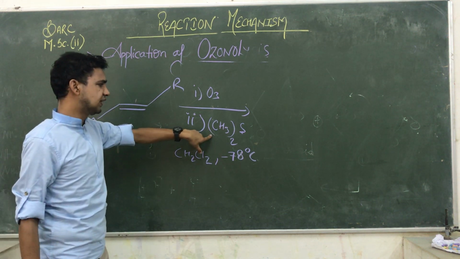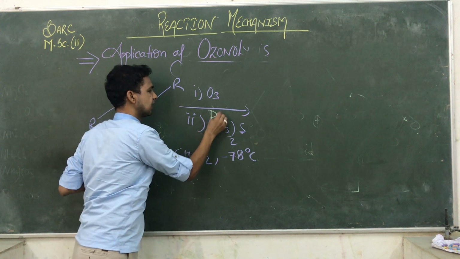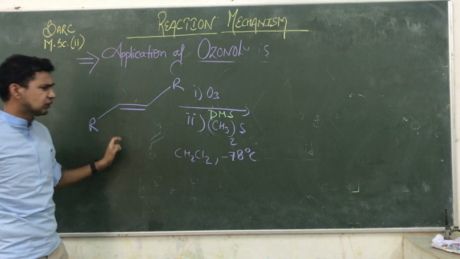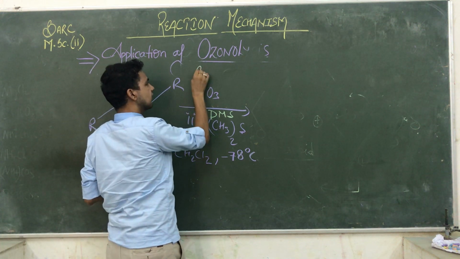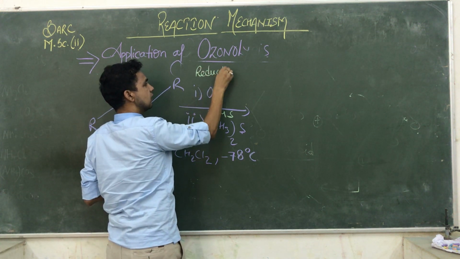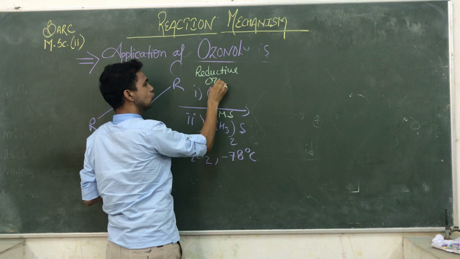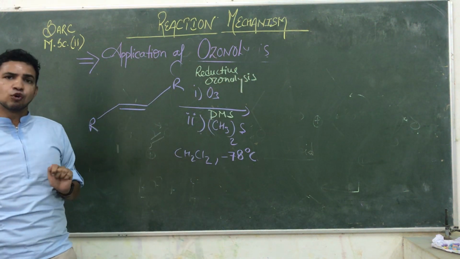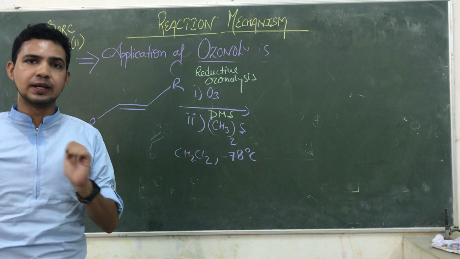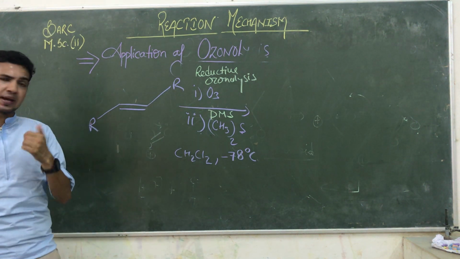If we are using DMS, that is dimethyl sulfide, such a type of ozonolysis is known as reductive ozonolysis. In the case of reductive ozonolysis, you are getting only aldehyde, not acids.